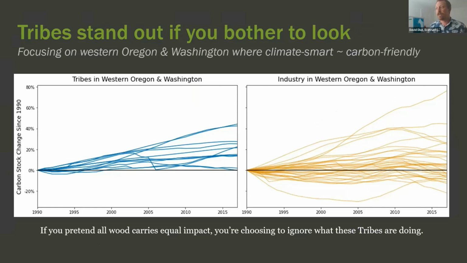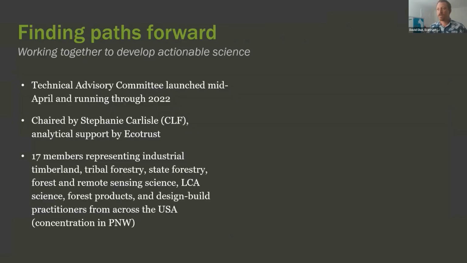And then when we look in particular at Western Oregon and Washington, where we have a pretty good idea that climate smart and carbon friendly are pretty much hand in hand, this is what the industry looks like. It's floating around zero. There's noise around it, but this is all the counties in Western Oregon and Washington with industry forest land reported stock change over time. And then you look at the tribes in Western Oregon and Washington, and it's definitely not floating around zero. So it's another good indication that where the wood is coming from matters, and that you shouldn't assume that all producers are created equal.